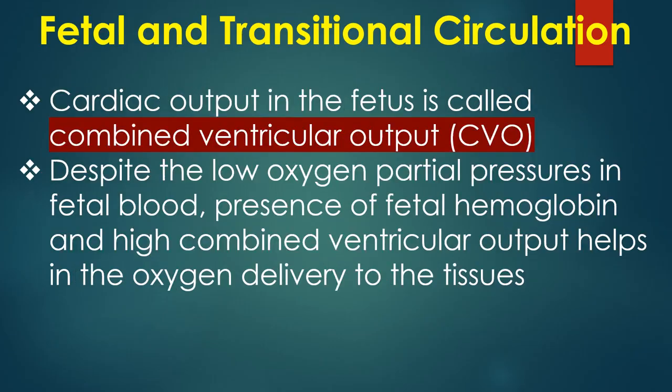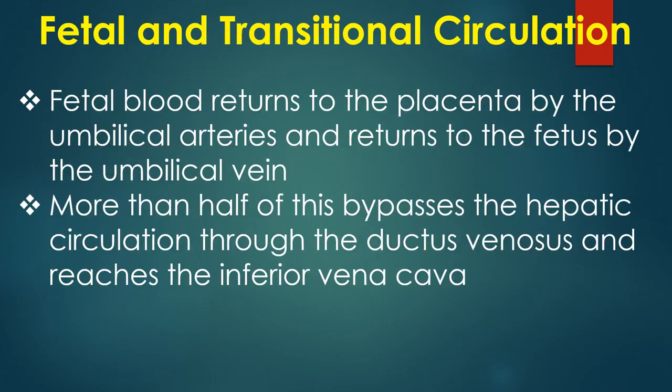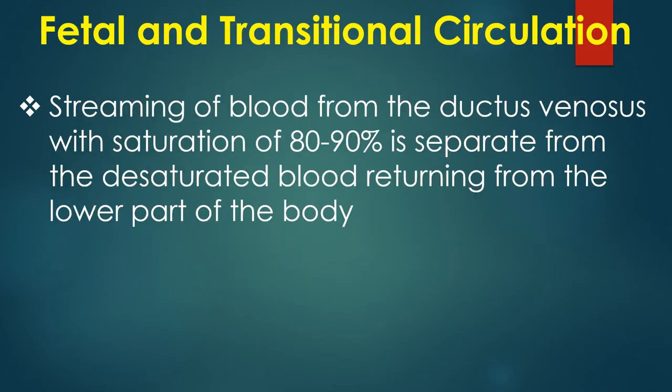Cardiac output in the fetus is called combined ventricular output. Despite the low oxygen partial pressures in fetal blood, presence of fetal hemoglobin and high combined ventricular output helps in the oxygen delivery to the tissues. Fetal blood returns to the placenta by the umbilical arteries and returns back to the fetus by the umbilical vein. More than half of this bypasses the hepatic circulation through the ductus venosus and reaches the inferior vena cava. Streaming of blood from the ductus venosus with saturation of 80 to 90% is separate from the desaturated blood returning from the lower part of the body.